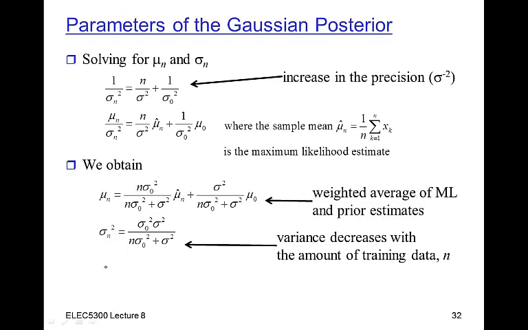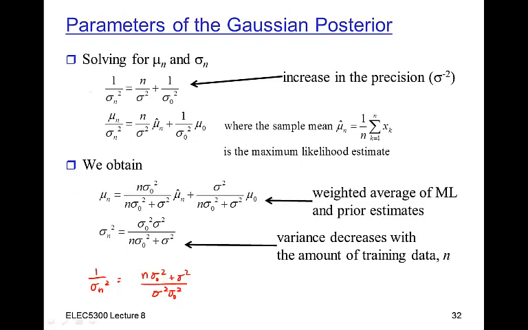So I get 1 over sigma n squared is equal to n times sigma 0 squared plus sigma squared, divided by sigma squared times sigma 0 squared. I've just combined these two coefficients together. And so when I take the reciprocal of this, I get sigma n squared is equal to sigma squared sigma 0 squared divided by n sigma 0 squared plus sigma squared.